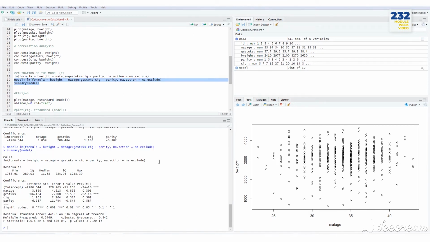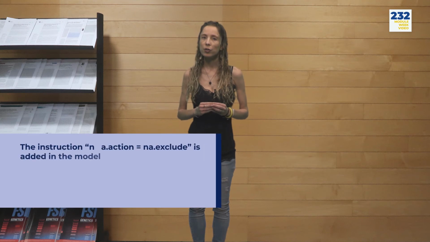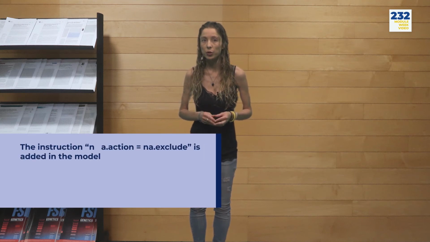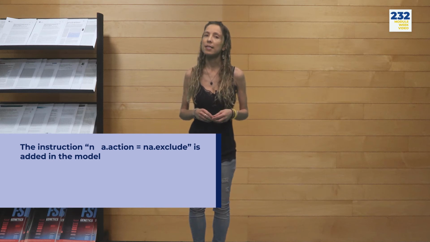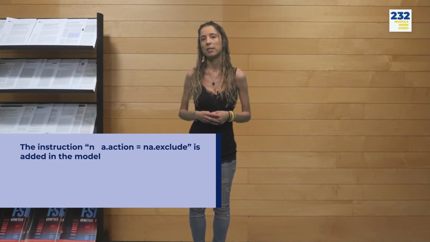The instruction creates an object of type model, which we decided to call model, from a linear model, lm, based on the econometric method of ordinary least squares, where the birth weight is the dependent variable and the ones that follow behind the symbol are the list of explanatory variables. It's important to note that the instruction na.action equal na.exclude is added in the model since there are missing values in the variables and thus they are excluded from the analysis.